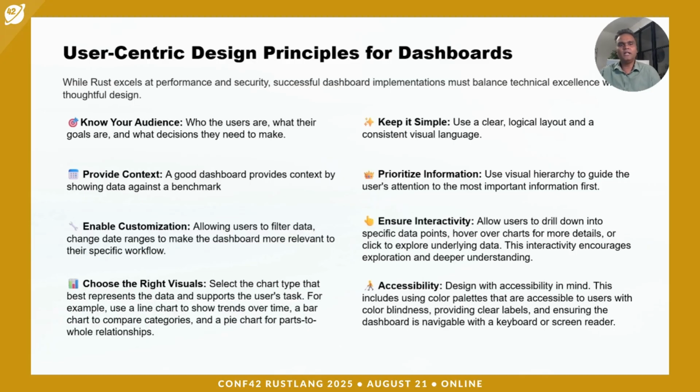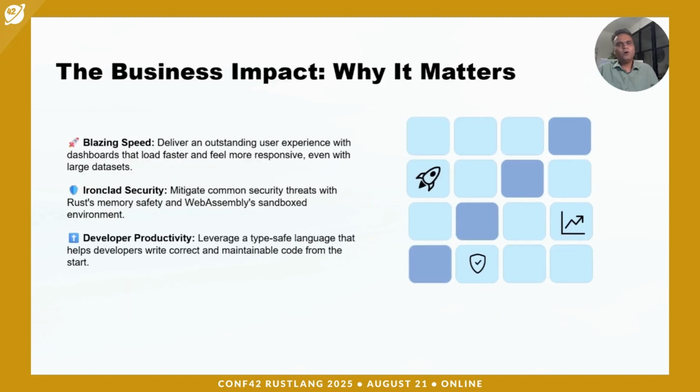By combining these design principles with the power of Rust and WebAssembly, we can have a significant impact on our business. Let's bring it all home and talk about why this is a big deal for our businesses and our organizations. Blazing speed. This isn't just about faster rendering, it's about delivering an outstanding user experience, which leads to better, faster decision making. Ironclad security. Memory safety means we eliminate a huge class of vulnerabilities, which is critical for handling sensitive business data and meeting compliance requirements.